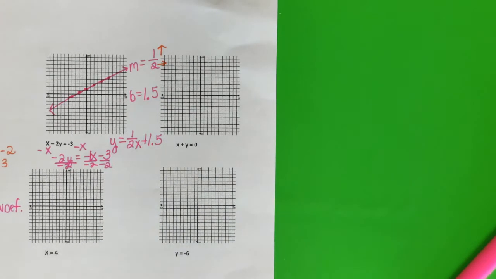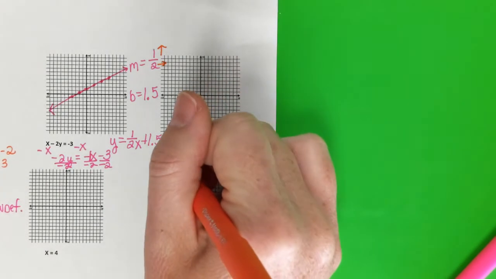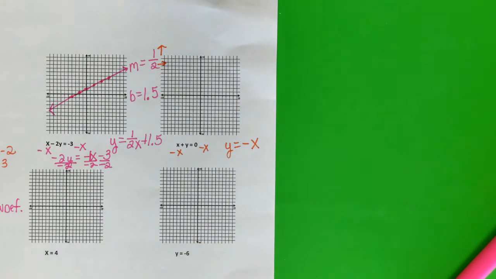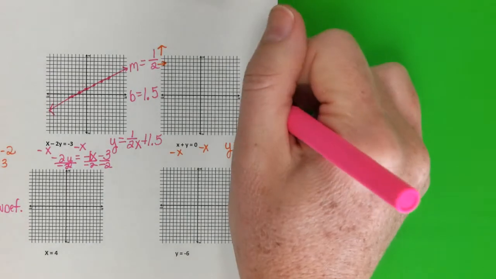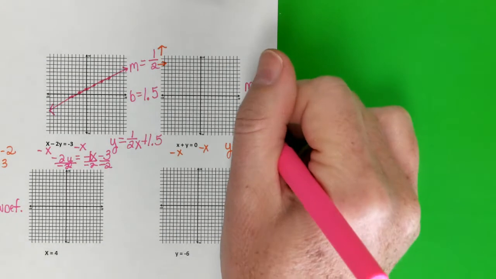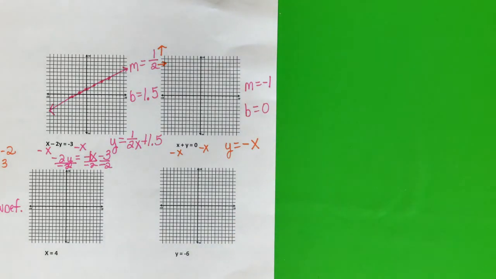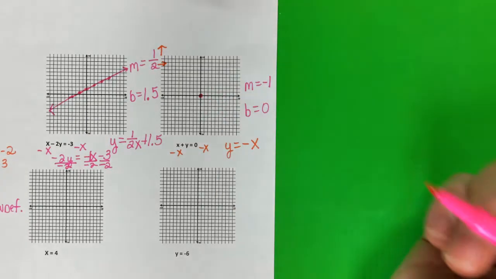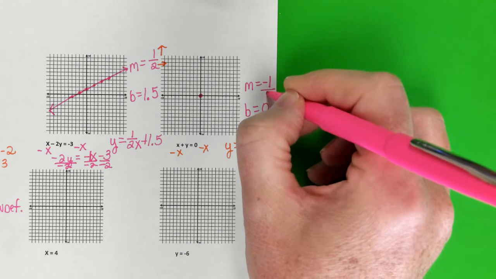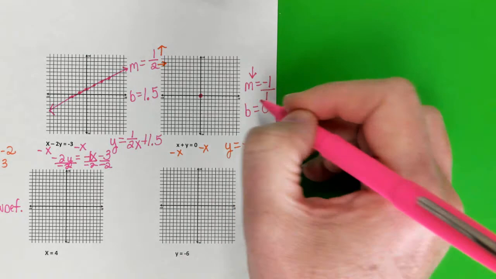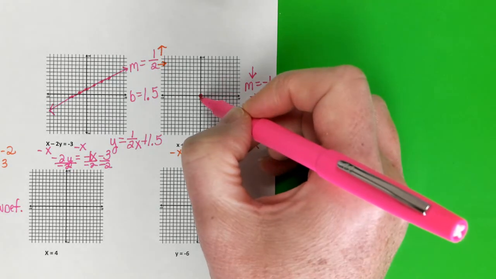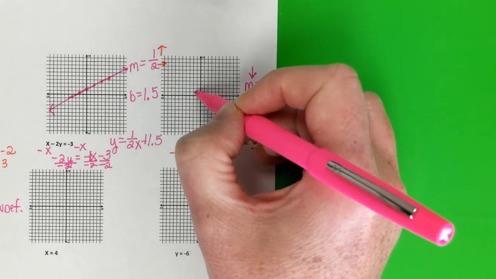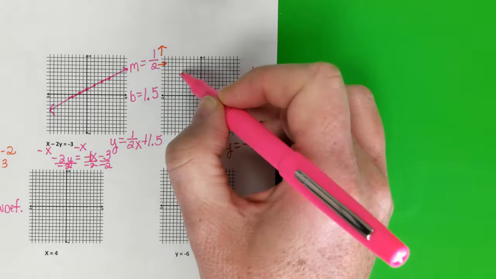Okay, the last one, again, this is not in slope-intercept form, so we do want to get y by itself here, so I'm going to subtract x. So this is simply going to be y equals negative x. My slope is negative 1. The y-intercept is 0. Okay, so I'm going to put a point where y is 0, right there. My slope is negative 1 over 1, so that, remember, means down and right. Down 1, right 1. Or up 1 and left 1. And there is my graph.